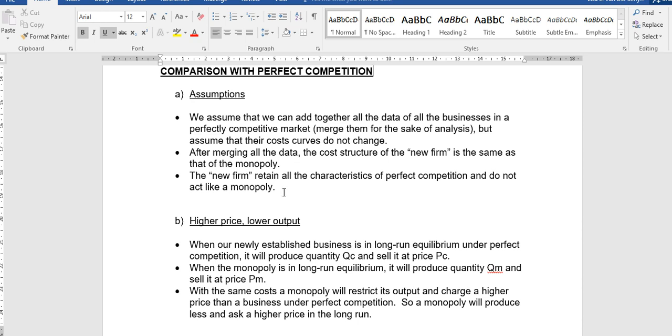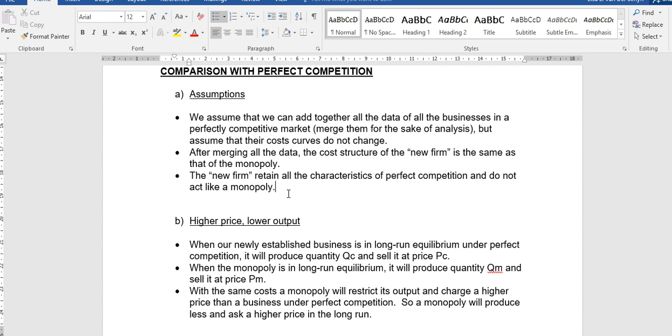Okay, so now firstly, the assumptions that we are going to make is that first of all, we're going to assume that we can add together all the data of all the individual businesses in the perfect market, but we're going to assume that their cost curves do not change. In other words, what we're going to try and do is add together all the individual producers without getting the industry. Remember, if we physically do add them together, all the individual businesses, it actually gives us the market demand and the market supply.